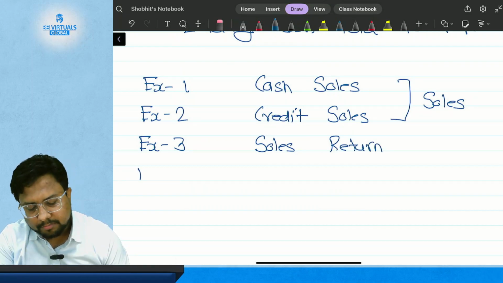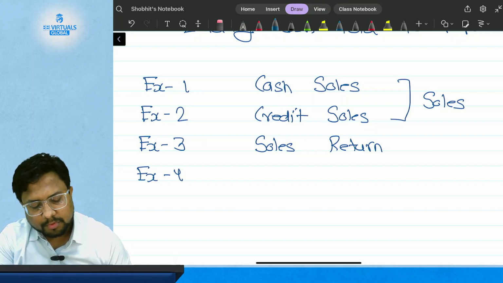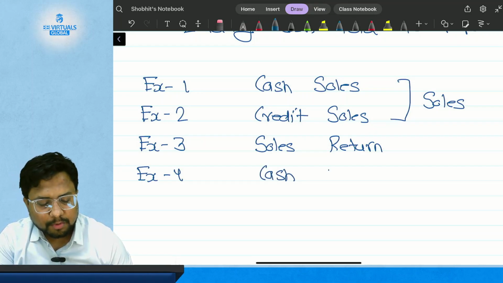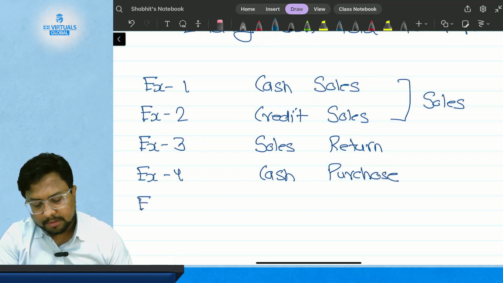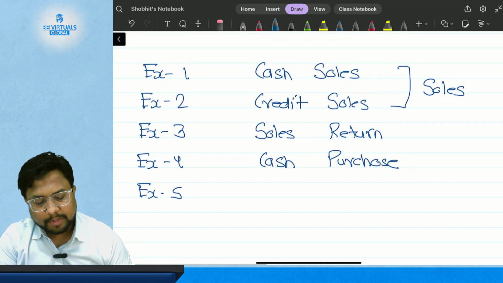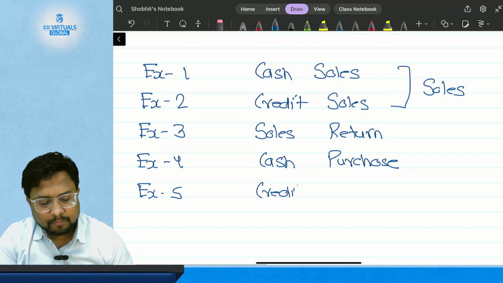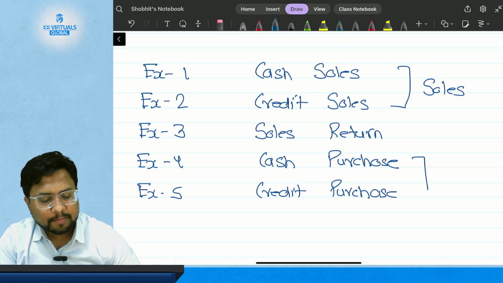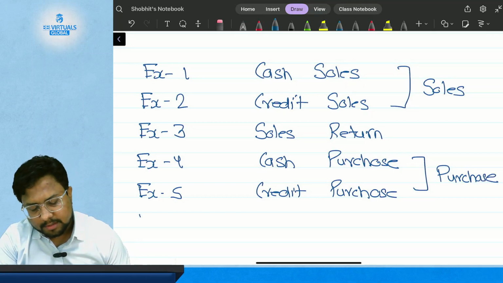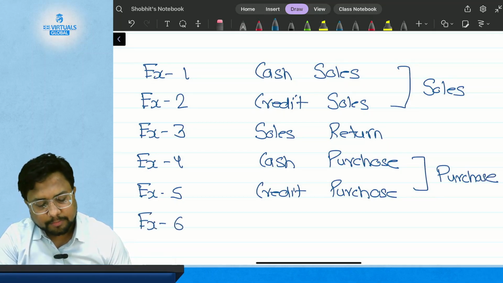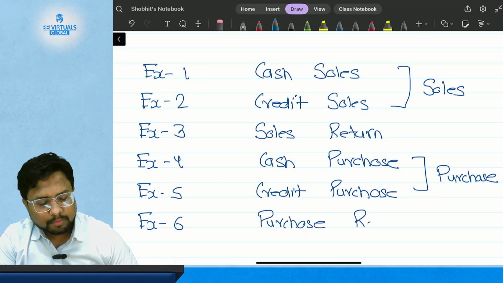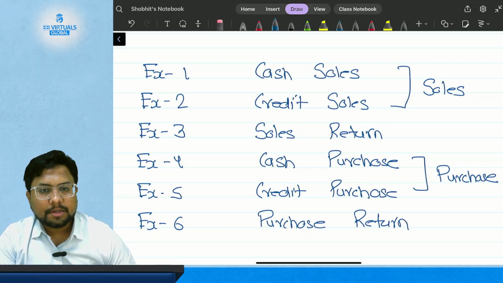Then comes illustration number 4, that is about cash purchase. Then we have done illustration number 5, that was regarding credit purchase. So cash purchase and credit purchase become total purchase. Then illustration number 6 was about purchase return.